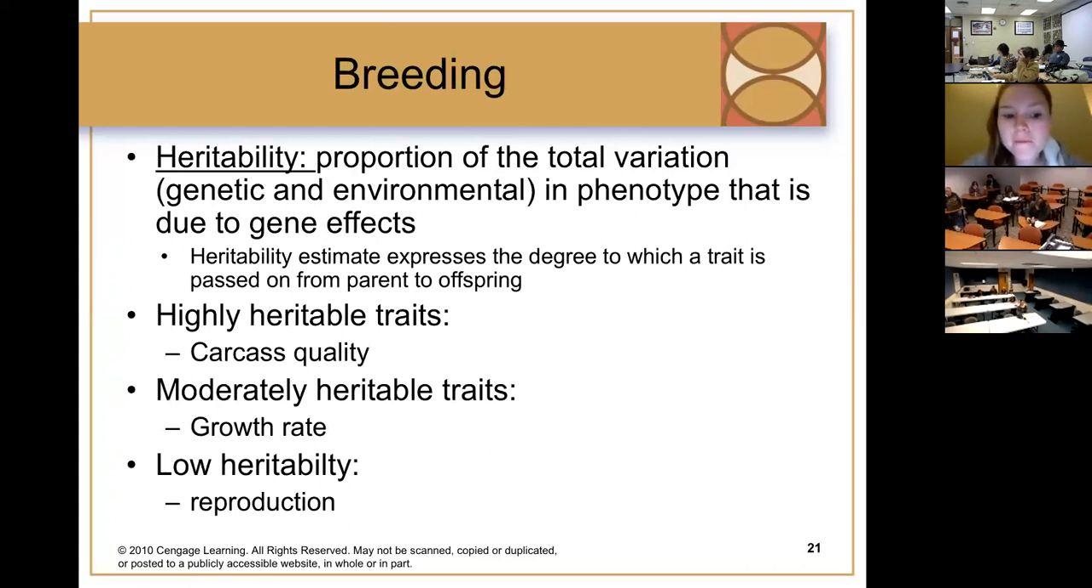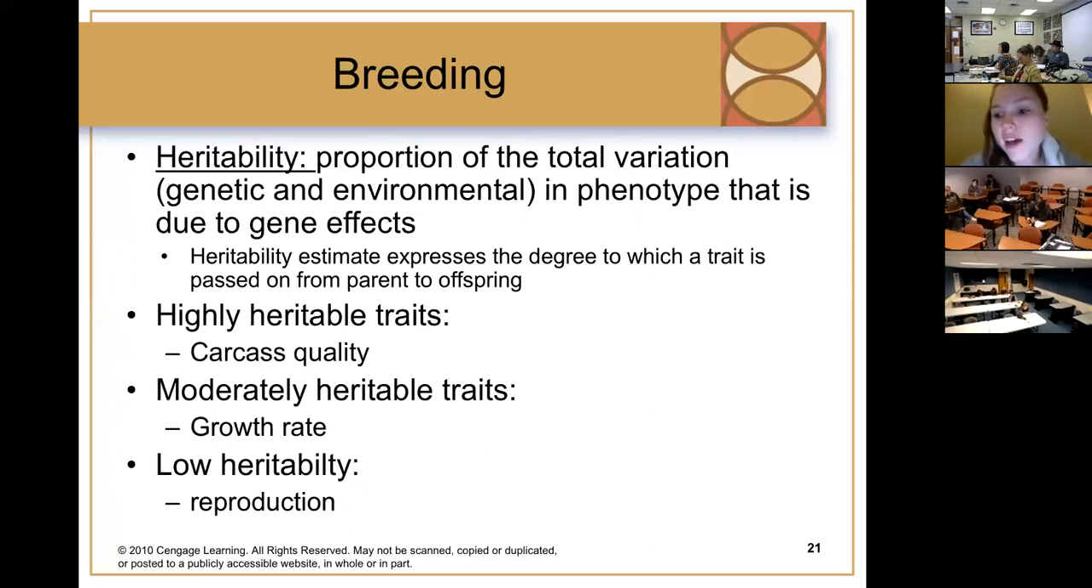So for example, highly heritable traits would be carcass quality. Like in Angus or breeds that have really, really good carcass quality, those traits would be highly heritable, meaning that there's a good chance that if the mom has good carcass quality, her offspring will have those traits as well. You can also have moderately heritable traits that are kind of in the middle. Growth rate would be an example of that. The parent would control a little bit of the growth rate of the offspring through the genes passed down, not as much as with a highly heritable trait.